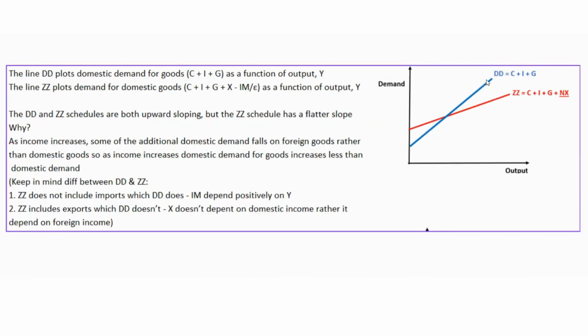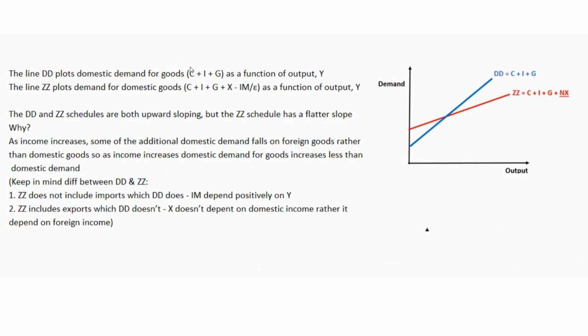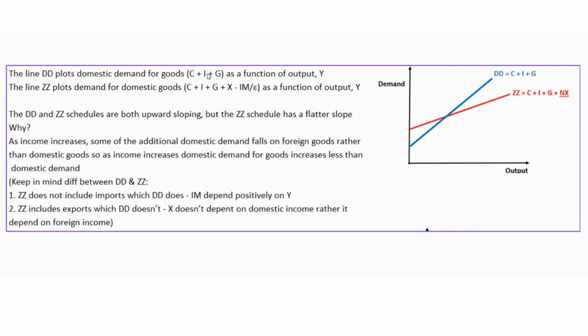Now here we can see the line DD plots domestic demand for goods, C plus I plus G, as a function of output Y, where we know C depends upon Y, and depending on our assumptions, we may assume that I depends upon Y as well. The line ZZ plots demand for domestic goods, which is domestic demand for goods, C plus I plus G, plus net exports, which are exports minus imports.